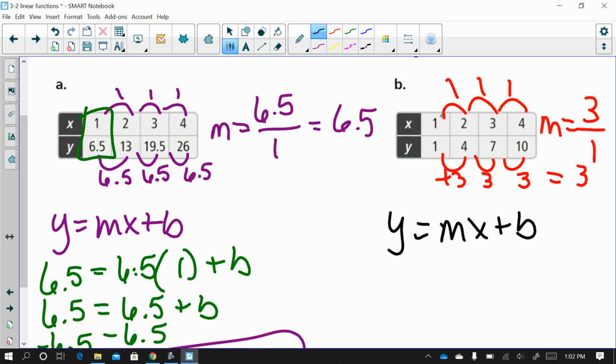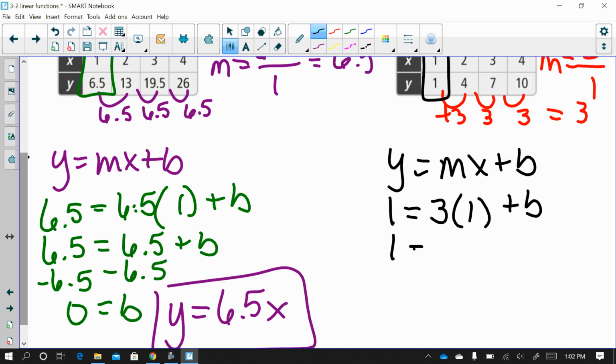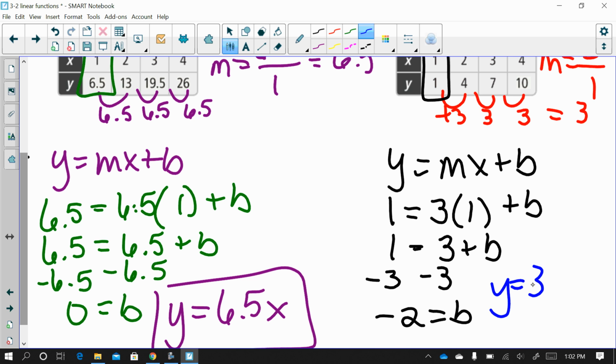Okay, again, I like easy points. We're going to use 1, 1. So y is 1, m is 3, x is also 1, plus b. Okay, so multiply. 3 times 1 is just 3. Get b by itself, we're going to subtract 3. So negative 2 equals b. Last step, write the equation. Y equals 3x minus 2. And there we have it.